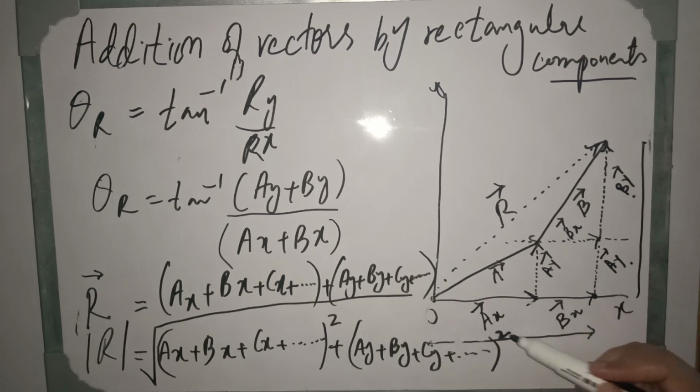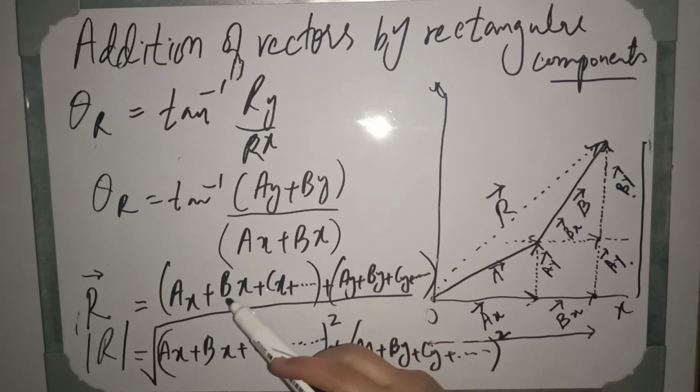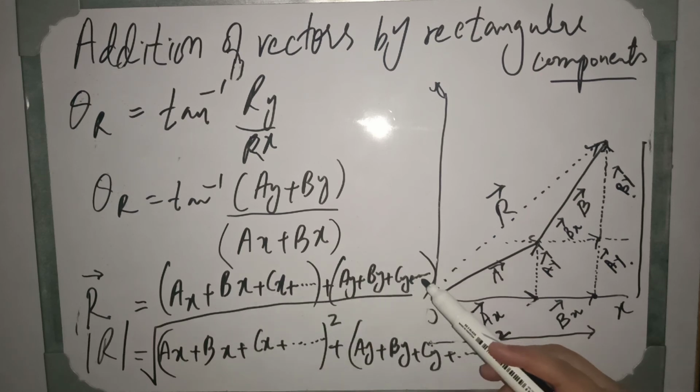In this way, if we have more than two vectors, we can find the value of r by adding all those x components in x and y components in y. And in this way we can easily find out the direction and magnitude of the resultant vector.